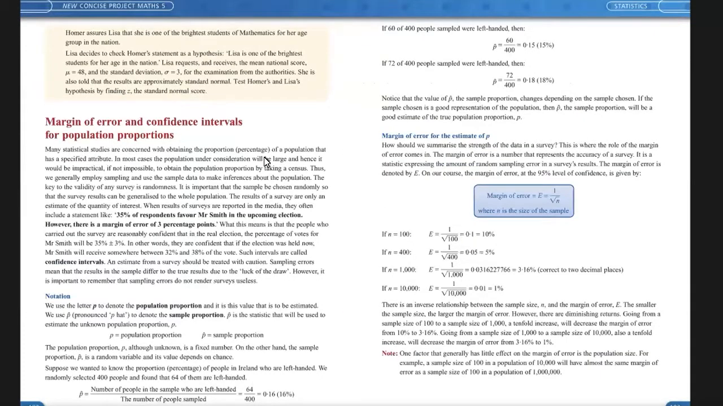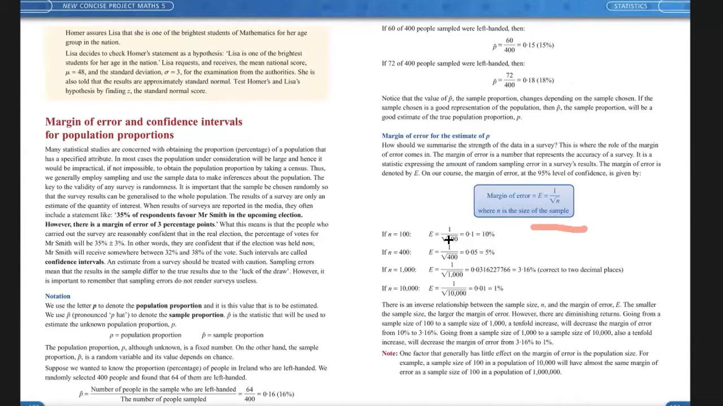Okay, let's continue on with the theory on statistics. A couple of things I want to get done in this section. Margin of error is one. We've touched on exam questions with that. It's a formula where your margin of error is 1 over root n, where n is your sample size.